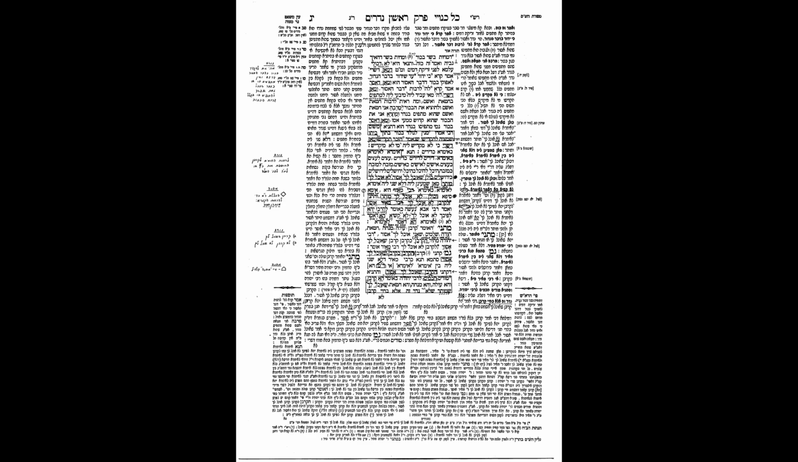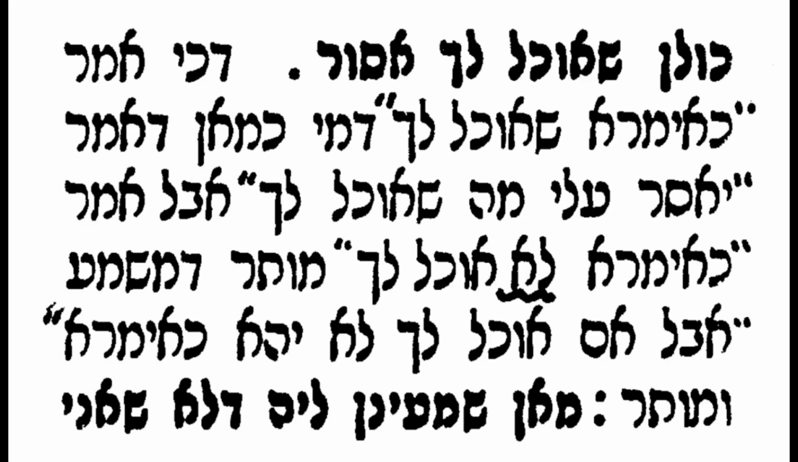Mizbeach, la mizbeach, ki mizbeach. Heichal, leheichal, keheichal. Heichal is the enclosed portion of the Beis HaMikdash. Yerushalayim, le'Yerushalayim, ki'Yerushalayim. Kulon, any of these expressions, she'oicheloch Ozer. Rashi, a little less than halfway down, Kulon she'oicheloch Ozer.